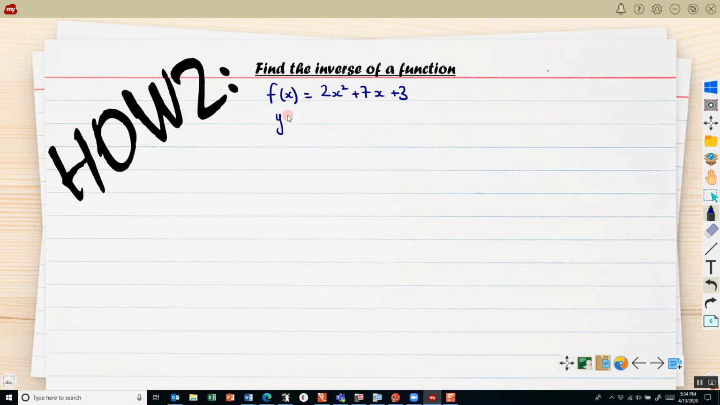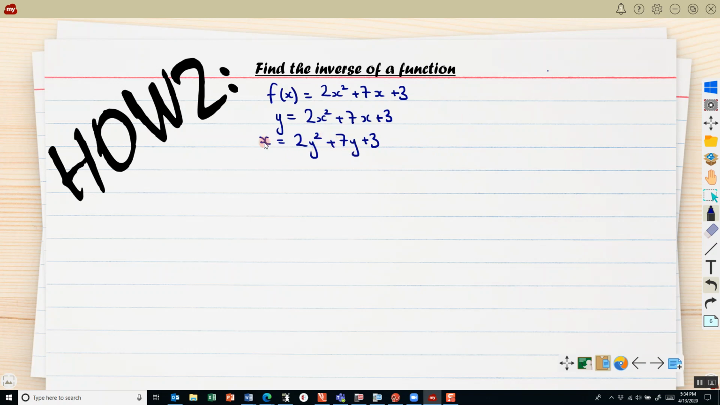Same thing, I'm going to let my f of x equal y. And then I'm going to swap my x's and my y's. Okay, and I need to rearrange this so it is y equals. Now, it's not as obvious what I do here.